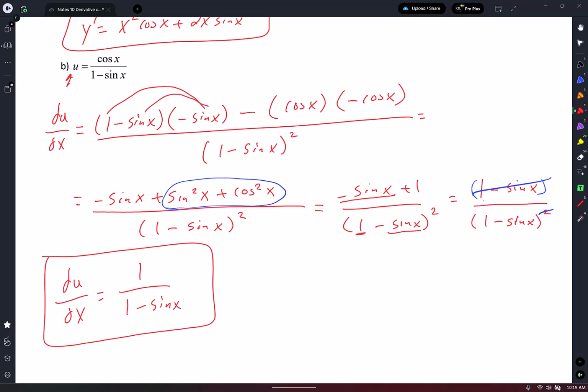You could have said u prime, but I wrote du dx because I wanted to emphasize that I'm taking the derivative of u with respect to x. I want to make sure that you guys know all the notation.